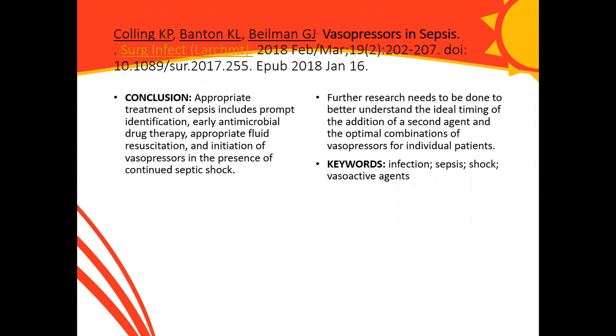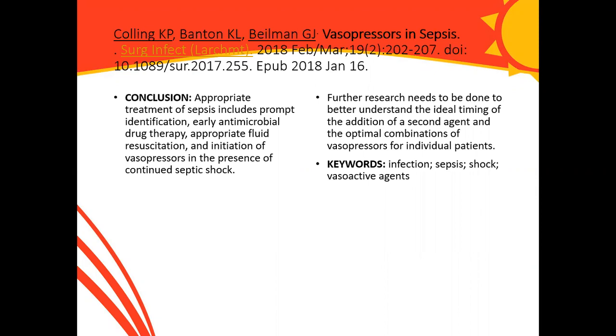All right. So in conclusion to that, appropriate treatment of sepsis includes prompt identification, early antimicrobial drug therapy, appropriate fluid resuscitation, and initiation of vasopressors in the presence of continuous septic shock. We don't wait until septic shock has gotten out of hand before you institute vasopressors. Once you have determined that your patient has been adequately fluid resuscitated using your central venous pressure and your urine output, and the patient is still persistently in a hypotensive shock state, you want to start vasopressors. Further research needs to be done to better understand the ideal timing.